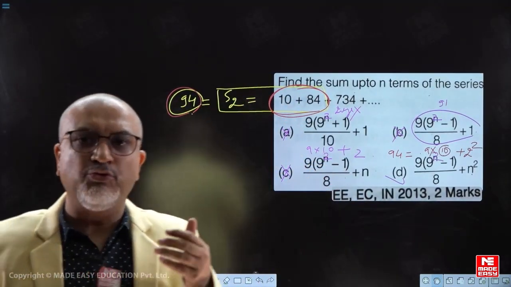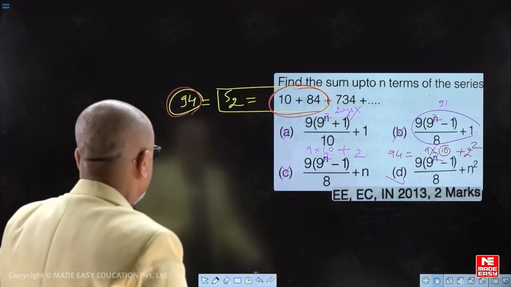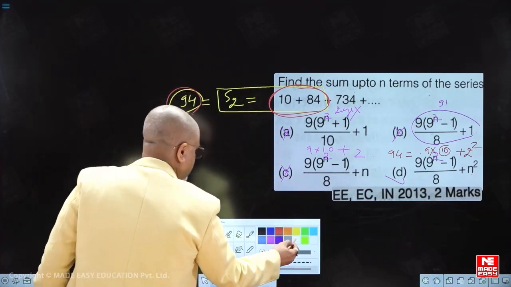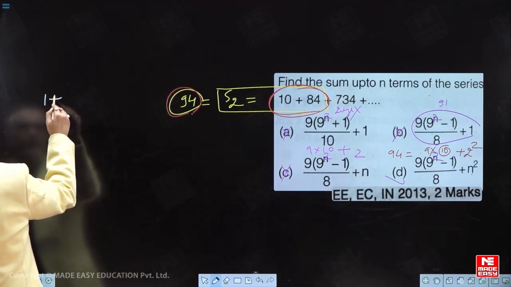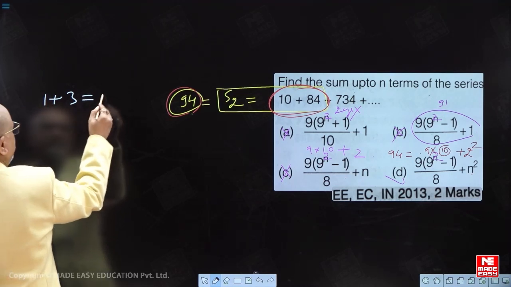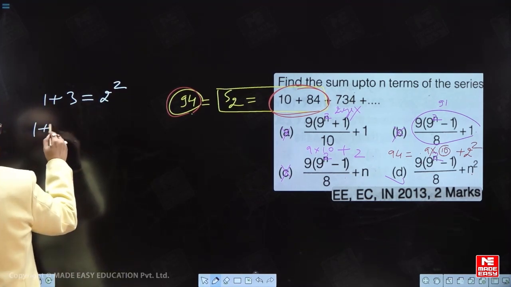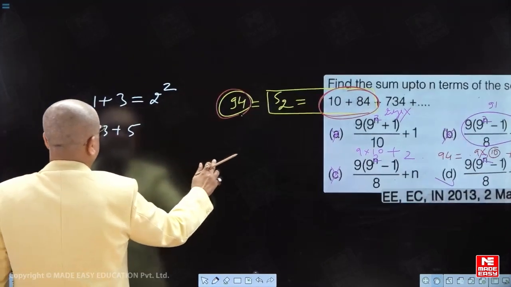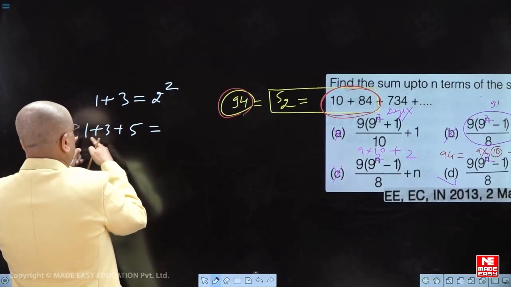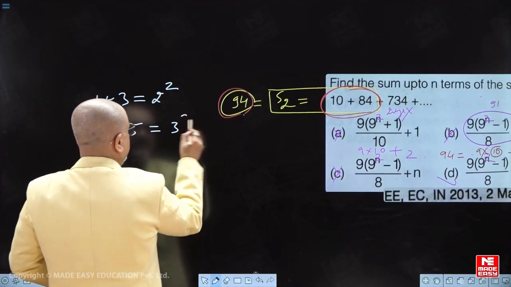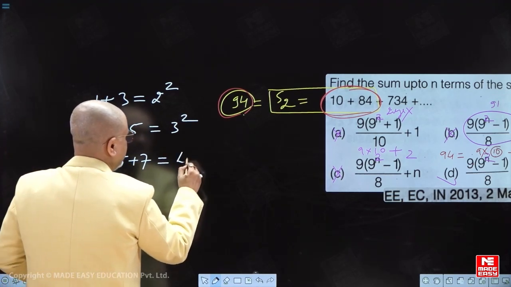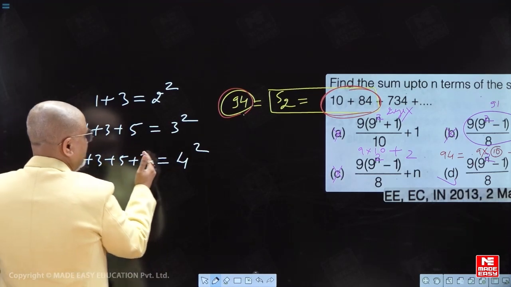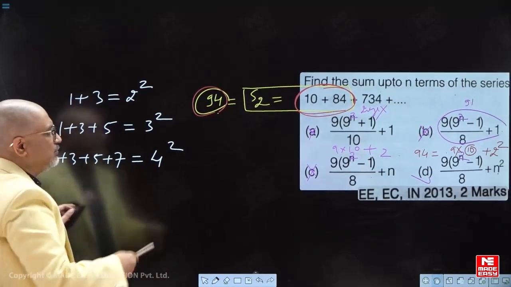Let's remember one very important formula, which is the sum of odd numbers. Please make sure of the sum of odd numbers. If we take two odd numbers, 1 plus 3, their sum is 2 square. If we take three odd numbers, 1 plus 3 plus 5, 4 and 5, 9, that is equal to 3 square, and 1 plus 3 plus 5 plus 7, 9 and 7, 16, that is equal to 4 square.